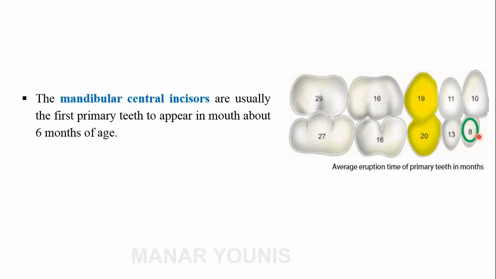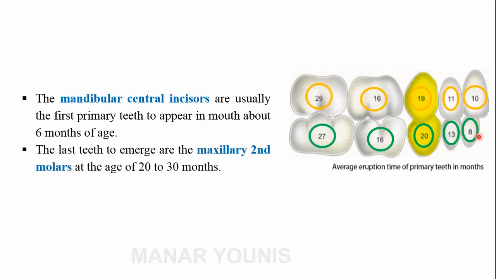Then followed by maxillary lateral, then maxillary central, mandibular lateral, then primary maxillary and mandibular first molars, then canines, and finally mandibular second and maxillary second molar will erupt at the age of 20 to 30 months. So by the age of 2.5 to 3 years, the child would have all his or her primary teeth erupted into the oral cavity.